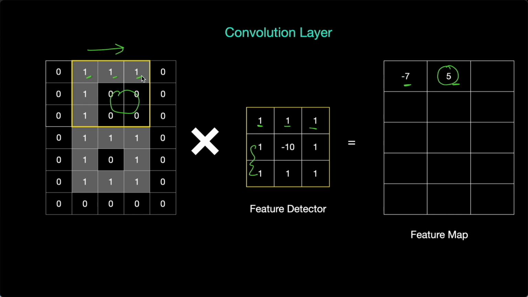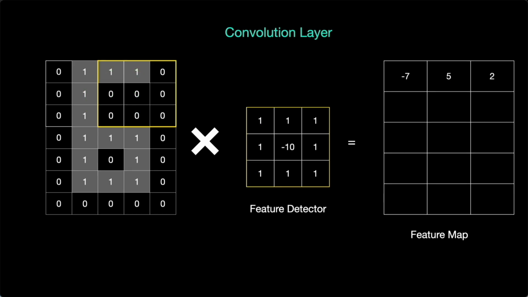So we can see one arc here, okay? And we are detecting a loop. And we got one arc, so we got positive value +5. Now by repeating this sliding process across the entire image, we will generate the matrix of numbers that is our feature map. So let's do that.